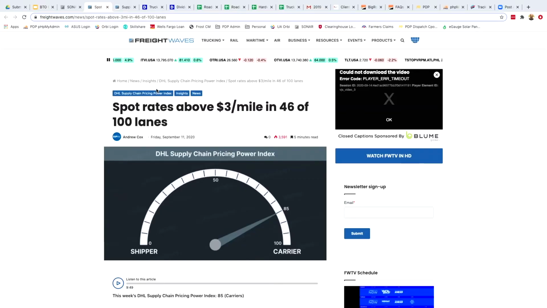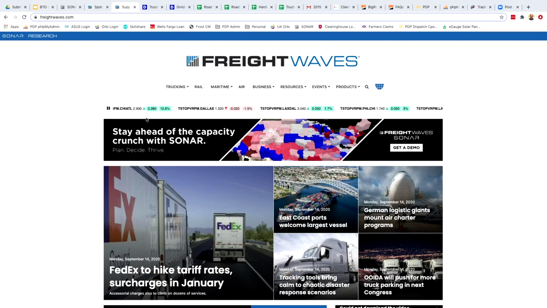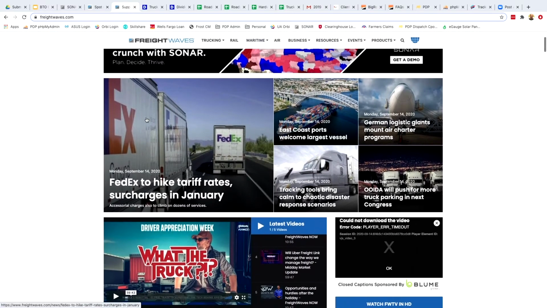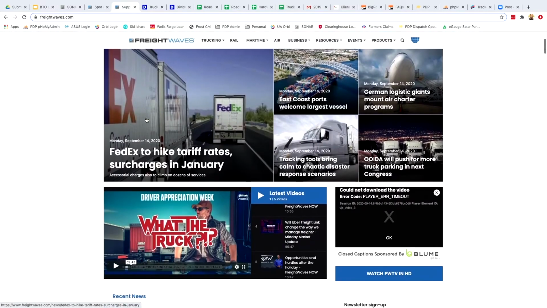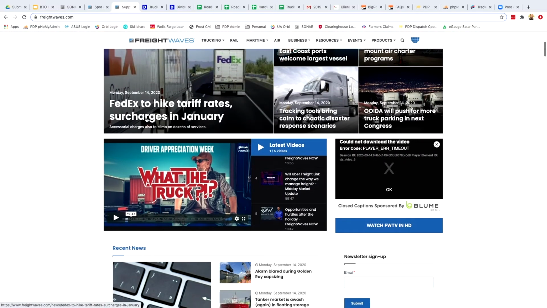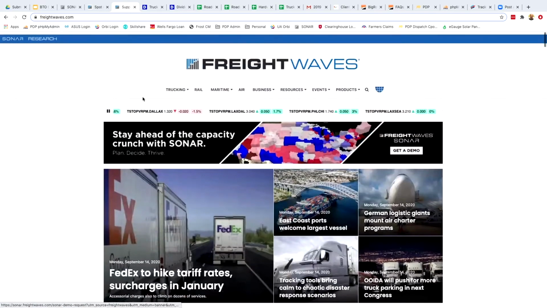I really like the header: spot rates above $3 a mile in 46 out of 100 lanes. I mean, that says it all right there, at least a lot. FreightWaves, this is their website. There's a lot of interesting stuff you can read about transportation. They cover everything around transportation.